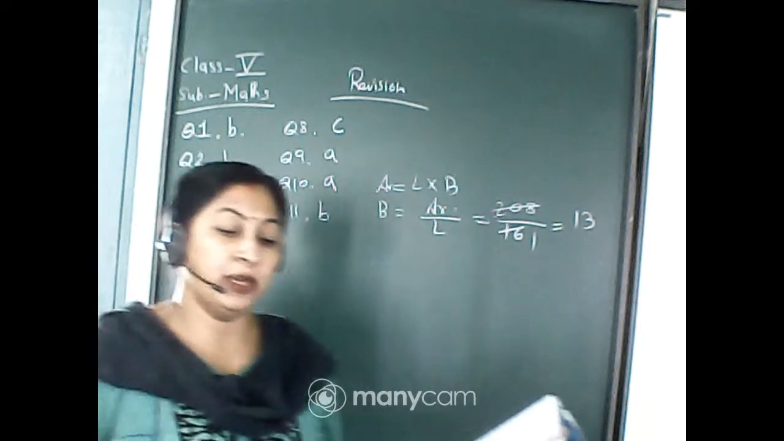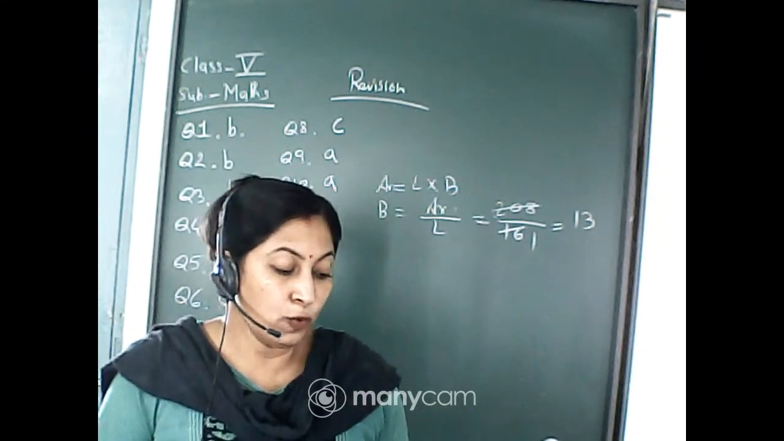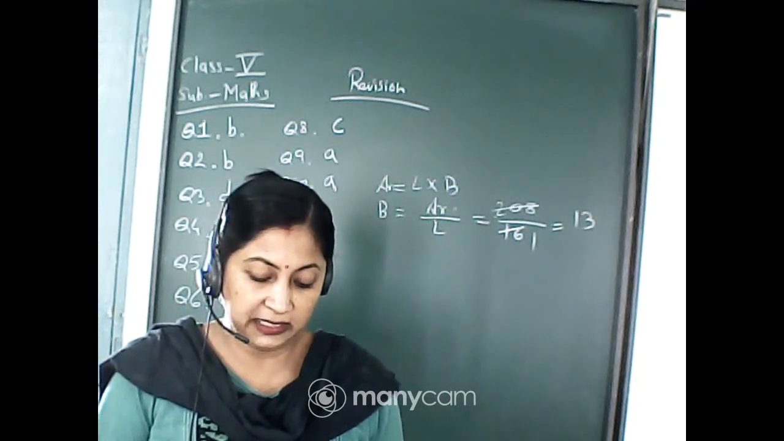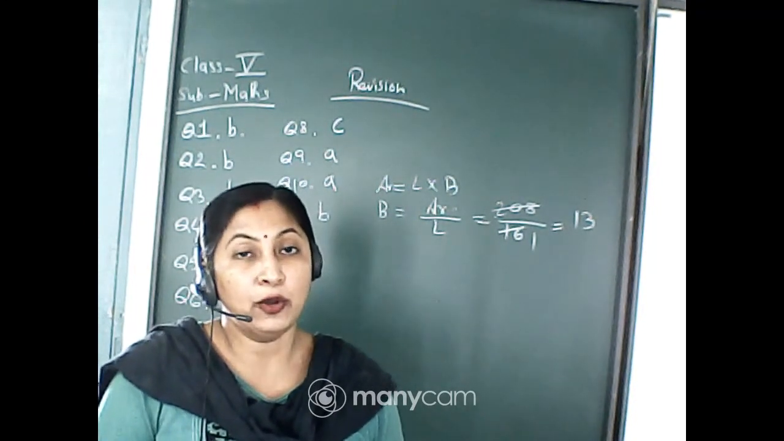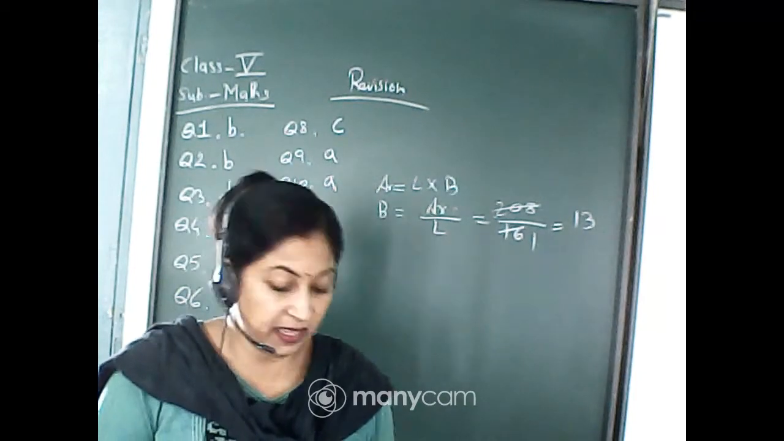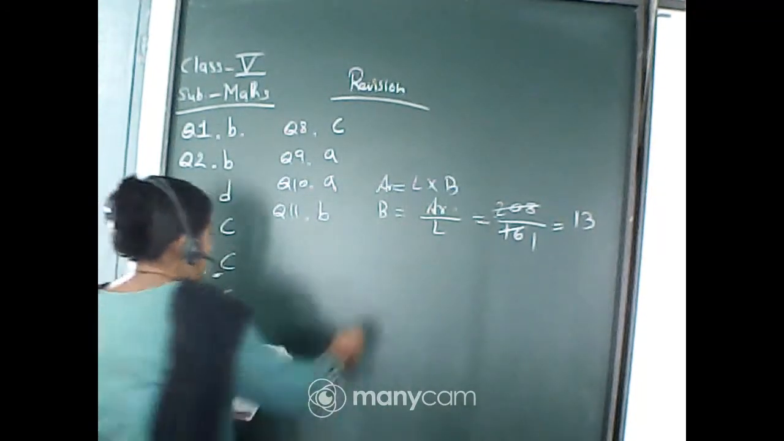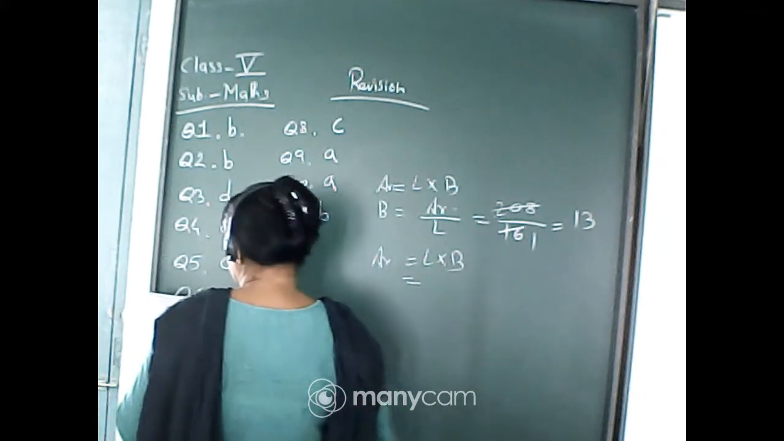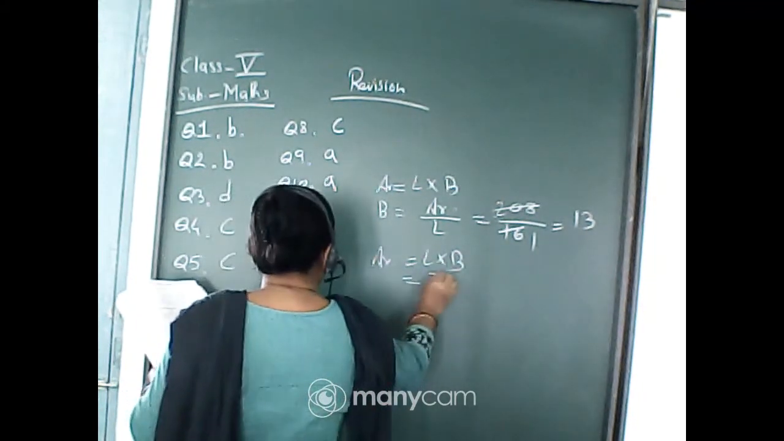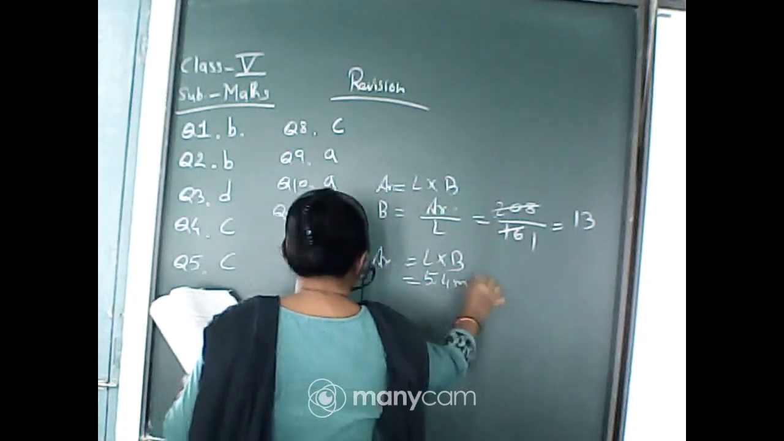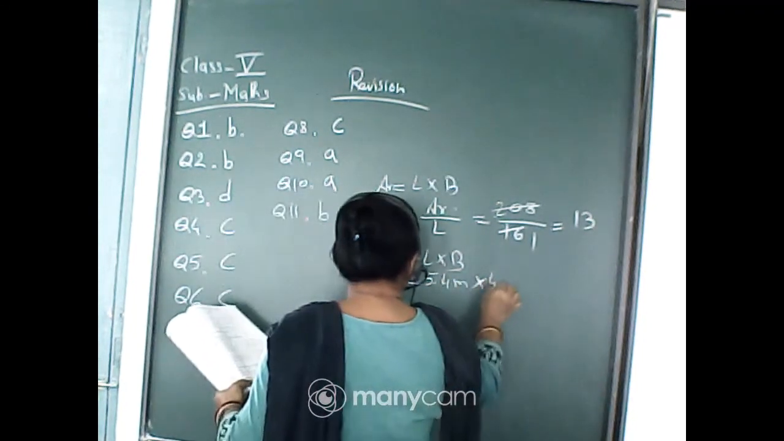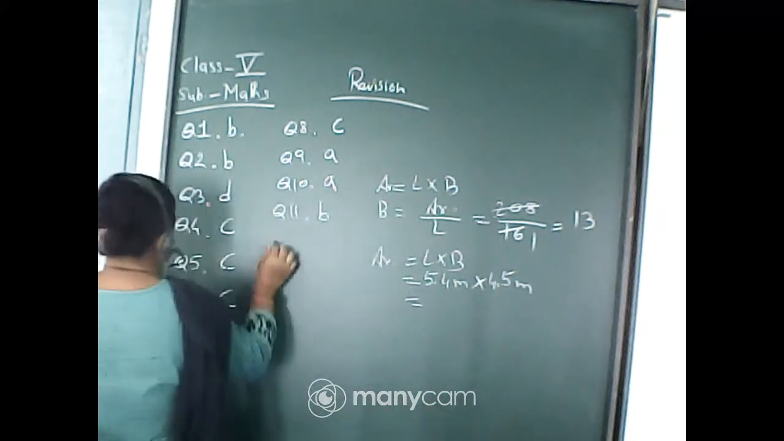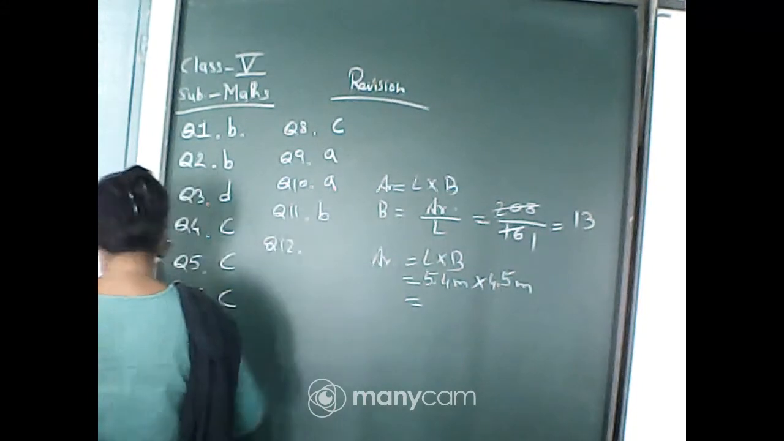Now come to question number 12. A room is 5.4 meter long and 4.5 meter wide. Its area is, now a room's length and breadth are given, you have to find the area. So obviously area of the room is equal to L into B, that is 5.4 meter into 4.5 meters. So multiply and tell me the answer.